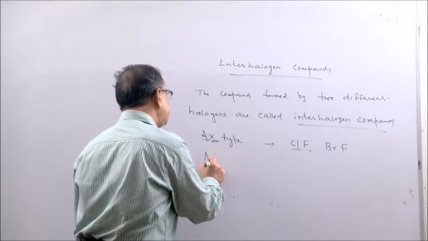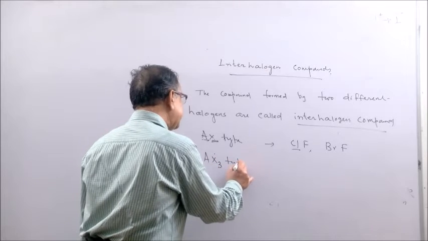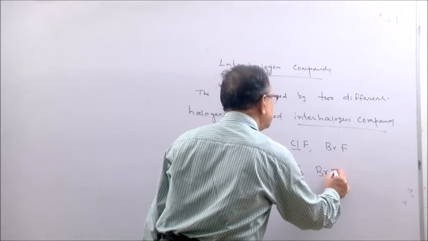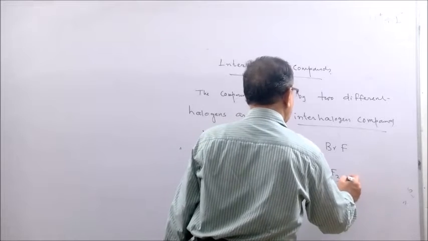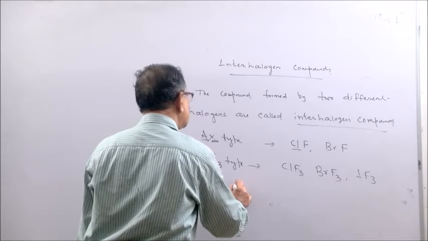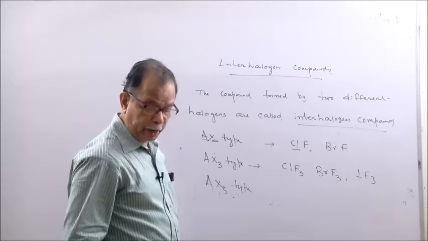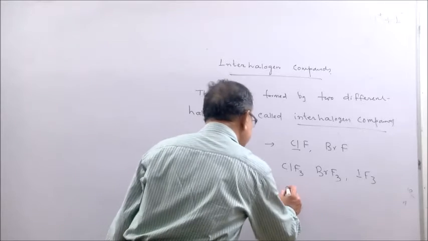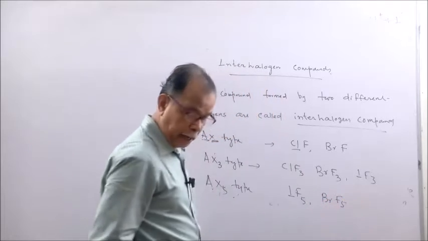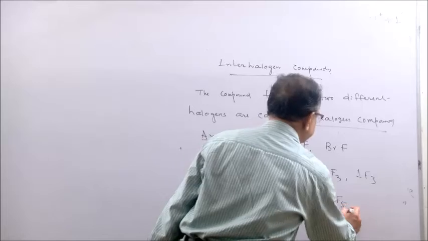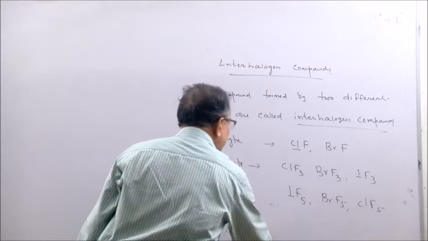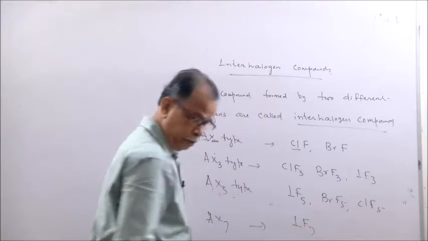Similarly, AX3 type will be ClF3, BrF3, IF3 like this. AX5 type, we may write IF5, BrF5, ClF5 like this. AX7 type mainly forms IF7, most of the compounds being IF7.